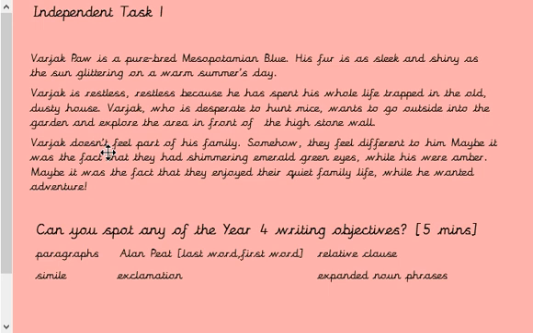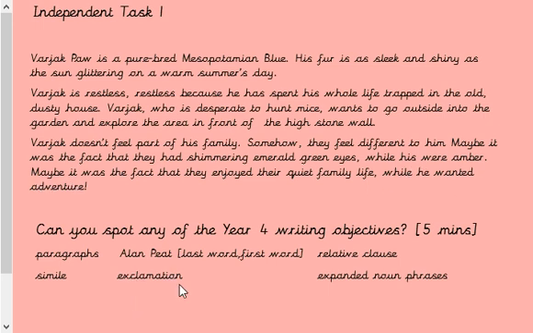Varjak doesn't feel part of the family. Somehow they feel different to him. Okay, now we haven't got it on here, but actually that's being used as a fronted adverbial phrase there. Somehow, comma, they feel different to him. Maybe it was the fact that they had shimmering emerald green eyes, expanded noun phrase, while his were amber. Maybe it was the fact that they enjoyed their quiet family life while he wanted adventure.